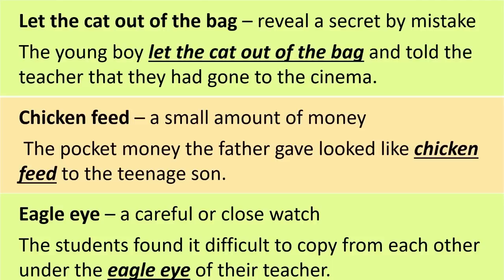Now look at the sentence which is here. The students found it difficult to copy from each other under the eagle eye of their teacher. So this is an examination hall where the teacher is keeping a close watch on everyone. So they could not copy, which of course they shouldn't do, but there is always a temptation.